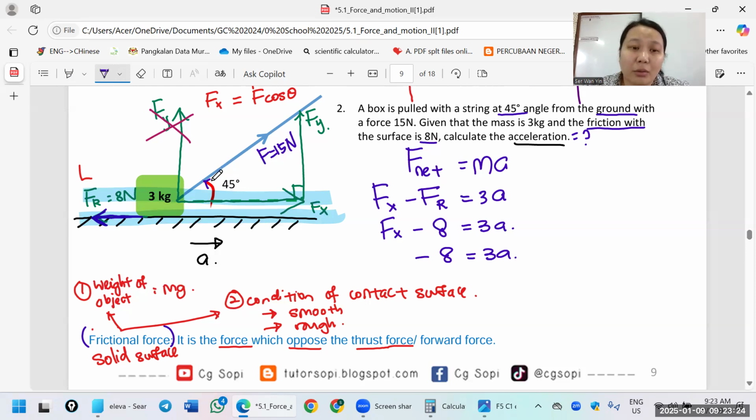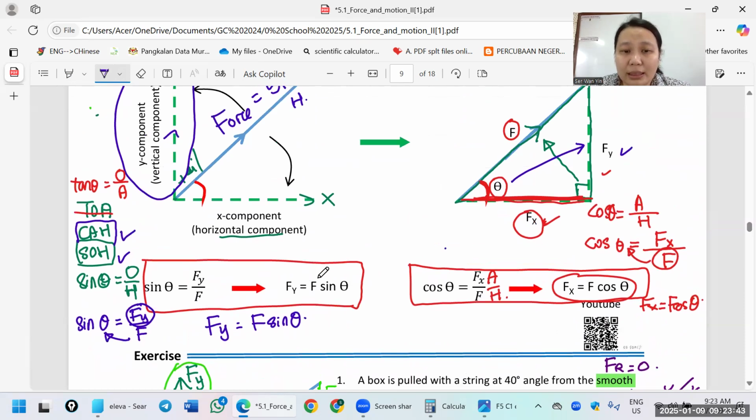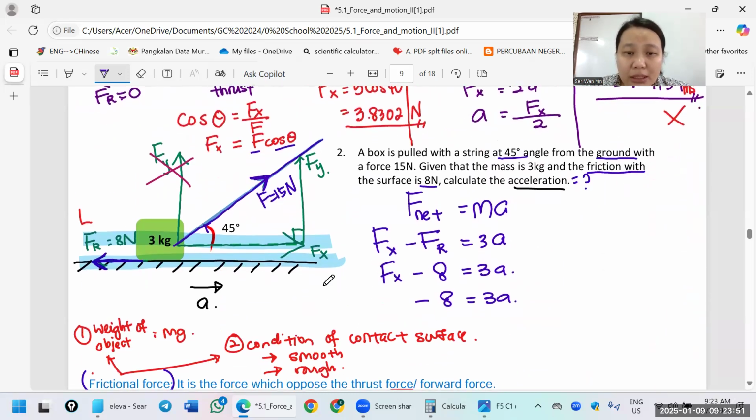So you can see, finally we can just remember we use hypotenuse times sine or cos. The shortest way is hypotenuse times sine or hypotenuse times cos. So sine or cos. Very easy.